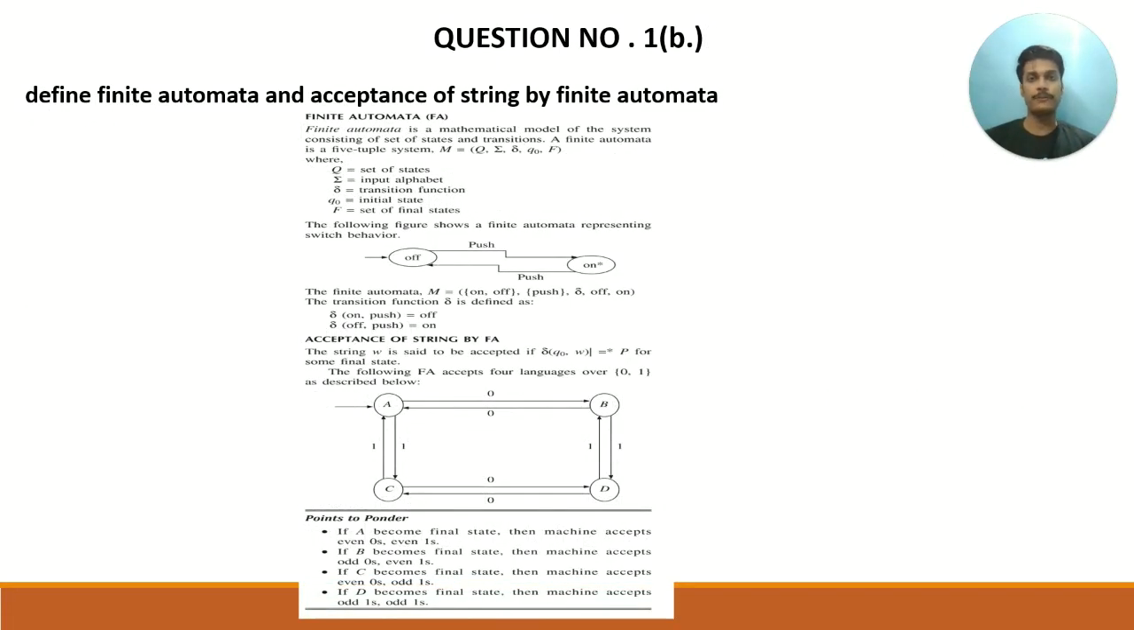Now the B part of question number one: define finite automata and acceptance of a string by finite automata. Finite automata is a mathematical model of a system consisting of a set of states and transitions. A finite automata is a five-tuple system. The acceptance of a string by FA can be defined as: the string omega is said to be accepted if it reaches some final state. So the finite automata consists of five tuples.